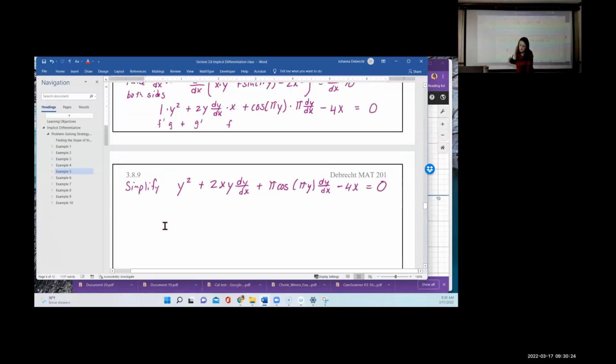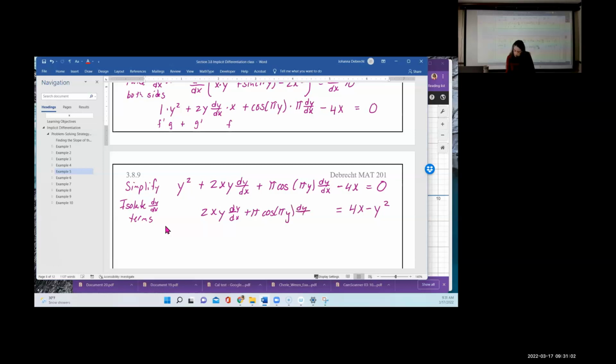Right? Our next step is to isolate all the dy dx terms. So the y squared is going to move over here to the right-hand side, and the 4x will as well. So we end up with 4x minus y squared on the right, 2xy dy dx, plus pi cosine of pi y dy dx on the left.